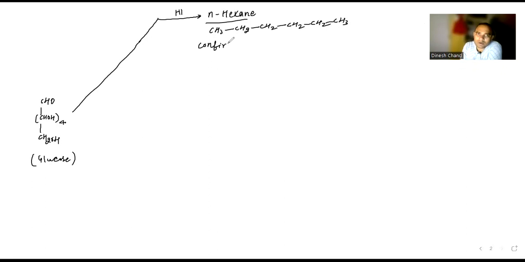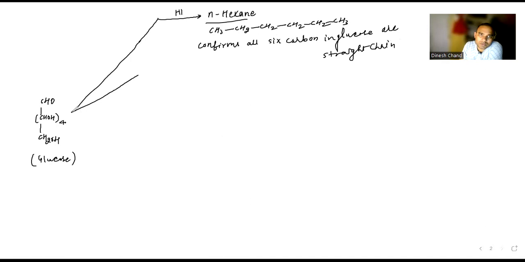What is it going to confirm, student? It confirms that all 6 carbons in glucose are in a straight chain. Now next, we are going to treat with HCN.